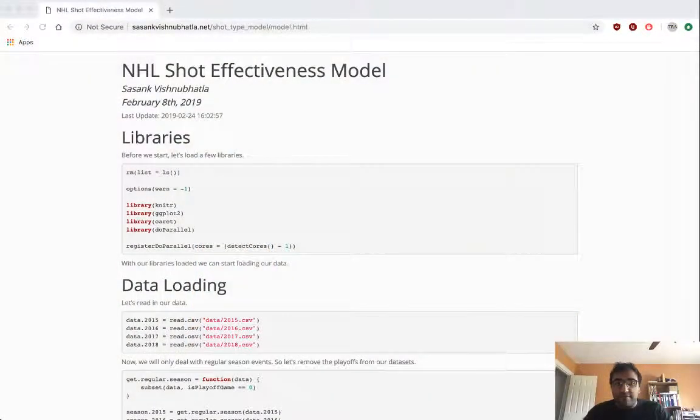My name is Sasank. Today we're going to be looking at my newest sports model. It is on NHL shot effectiveness. So without further ado, let's jump on into it.